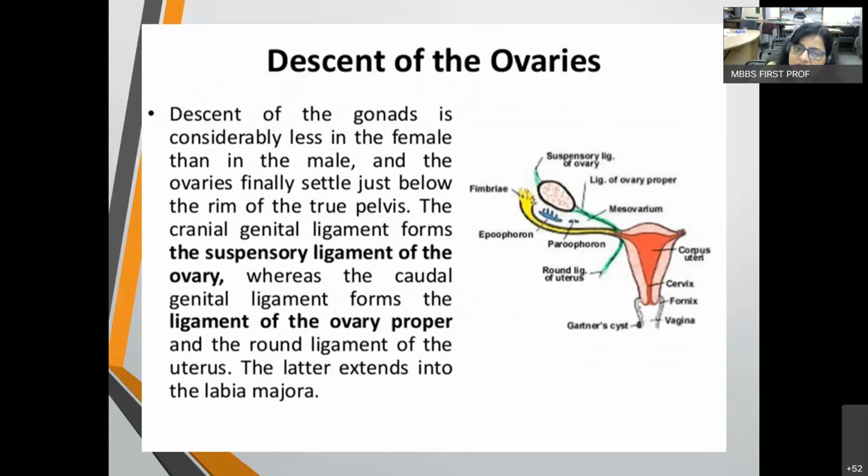Descent of the ovaries is not as much as in males, where testis descent is more. Ovaries do not descend much, and the cranial ligament forms the suspensory ligament of the ovary and the ligament of the ovary proper. See, this is the suspensory ligament of the ovary, and this is the ligament of the ovary proper, whereas this part is known as the round ligament of the uterus. This is the gross part you will come across when you study the gross anatomy of the pelvis.